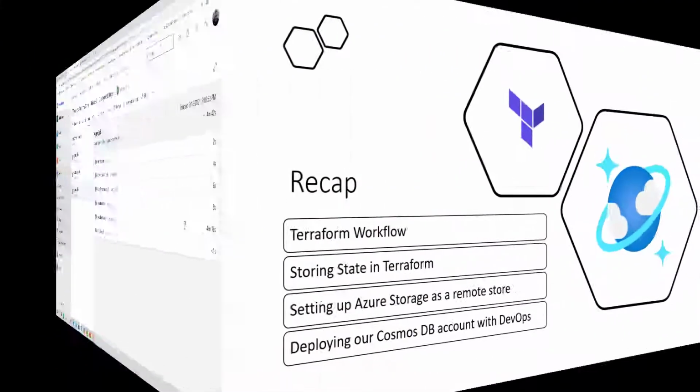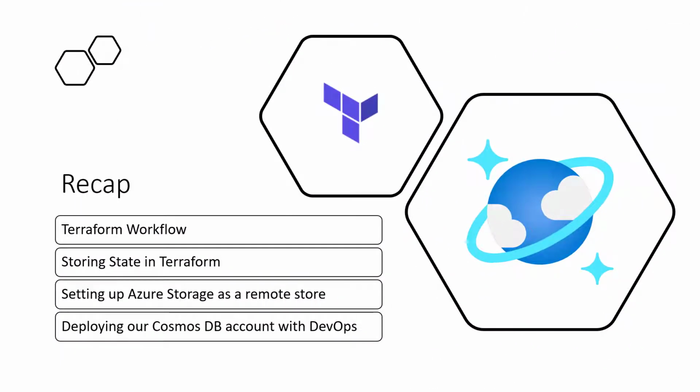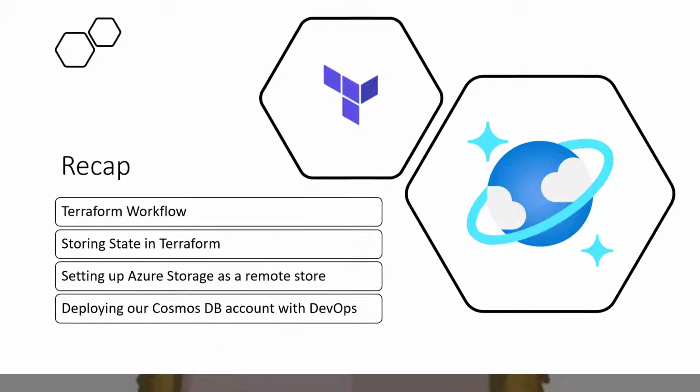Let's wrap up. So as you can see, we can use Azure DevOps to manage our deployments of our Terraform configuration to Azure. In this video, we reminded ourselves of the Terraform workflow and the purpose of each command when deploying our Terraform configuration. After that, we introduced the concept of state in Terraform and how it can be used to detect changes between our configuration and our current infrastructure in Azure. Then in our demo, we set up an Azure Storage account to hold our state file remotely and used Azure DevOps to build a release pipeline to deploy our Cosmos DB account to Azure.